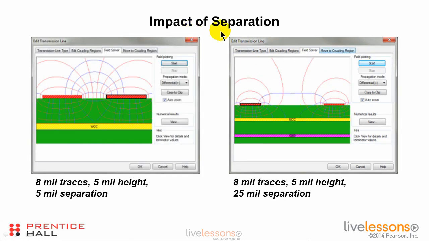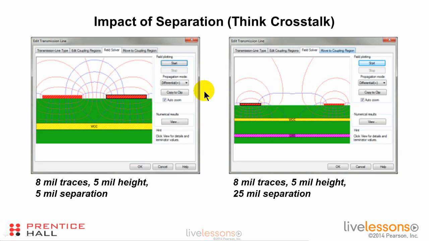How about the impact of separation? Here's two 8 mil traces, 5 mils above the plane, with a 5 mil separation. The electromagnetic fields are coupling these two traces together pretty well. Here we separate the traces by 25 mils instead of 5. And now a lot of the electromagnetic field is captured between the trace and the plane, and much less is interacting between the two traces. Think crosstalk. Here we have a lot of opportunity for crosstalk coupling. Here the crosstalk is much less because the traces are a lot farther apart.